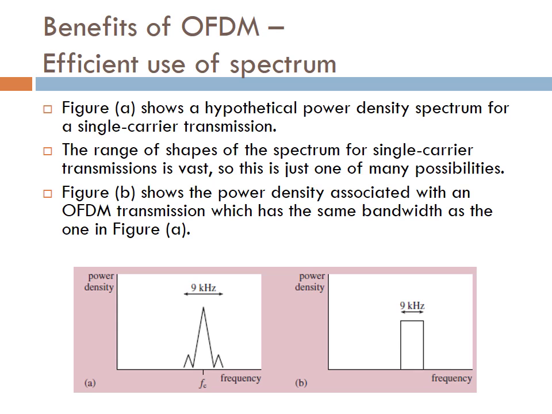Look at part A of the following figure. This part shows a hypothetical power density spectrum for a single carrier transmission. The range of shapes for the spectrum for single carrier transmissions is vast, so this is just one of many possibilities. In the second part, figure B, it shows the power density associated with an OFDM transmission, which has the same bandwidth as the one in figure A.